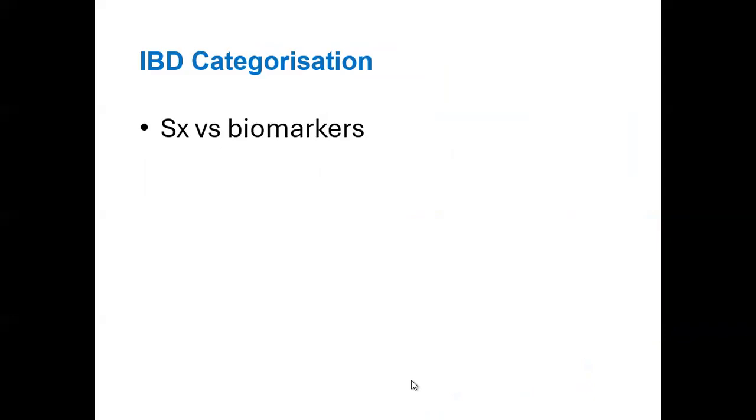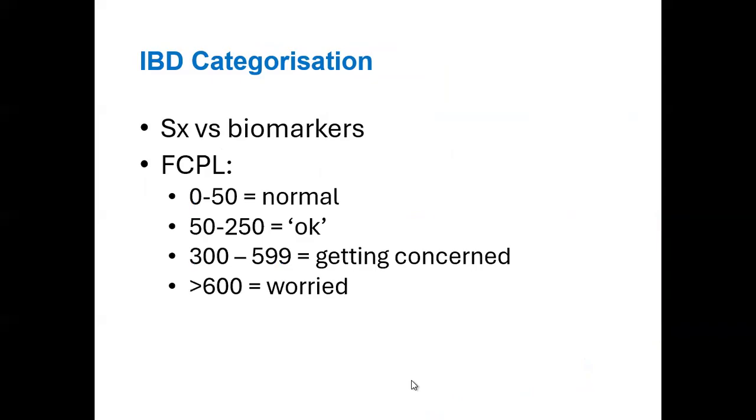So I just wanted to talk a little bit about, okay, you've got IBD in the back of your mind, but how do you know that the patient has IBD apart from just having the symptoms? One of the main ways is something called fecal calprotectin, which is a protein that gets shed from the mucosa into the stool when there's inflammation within the gut.